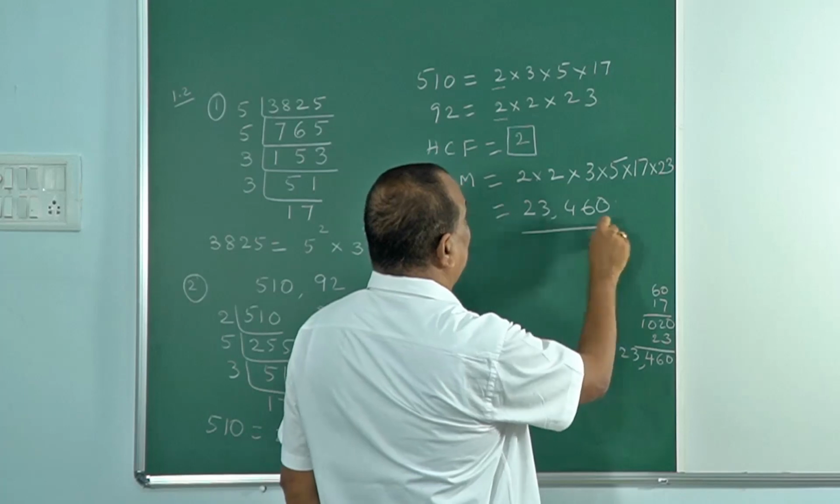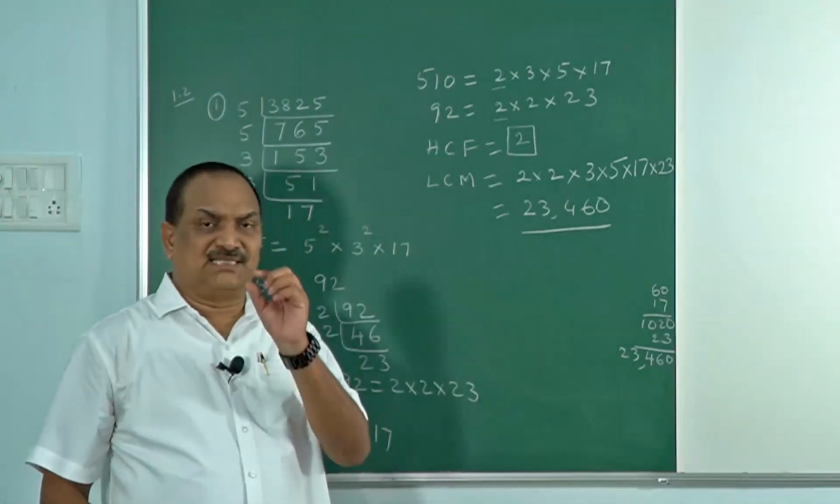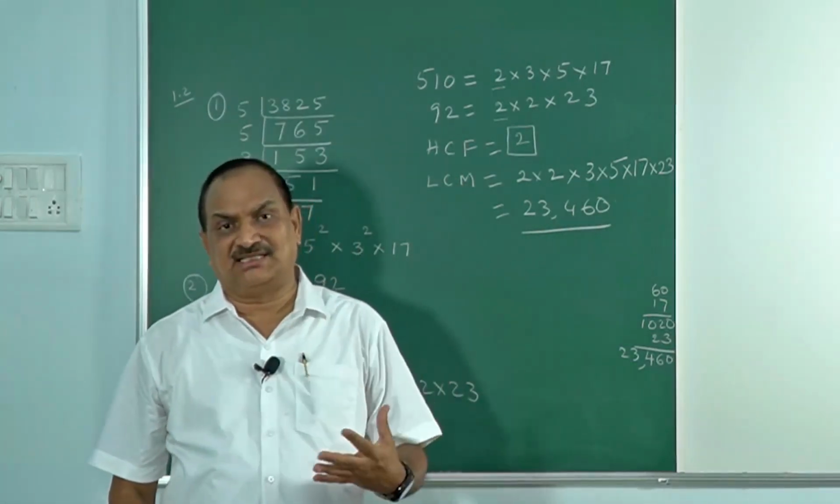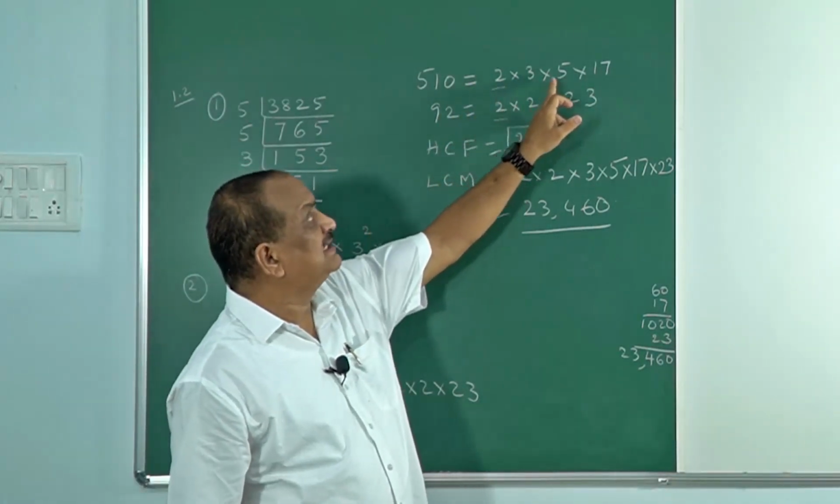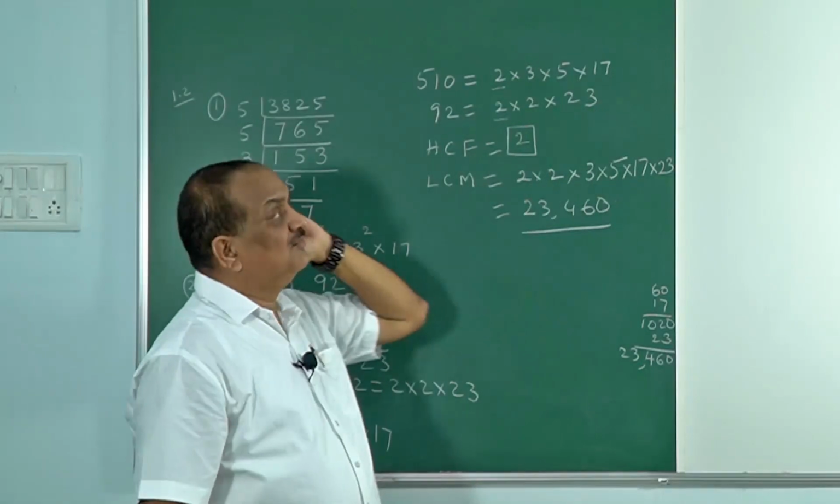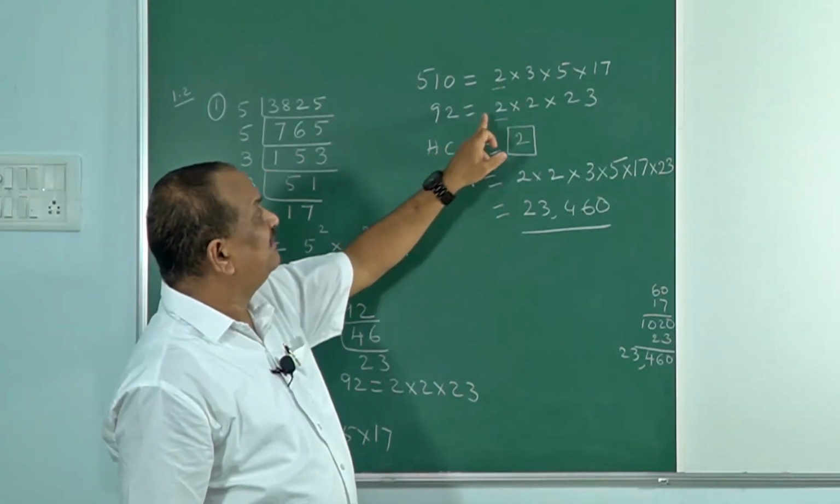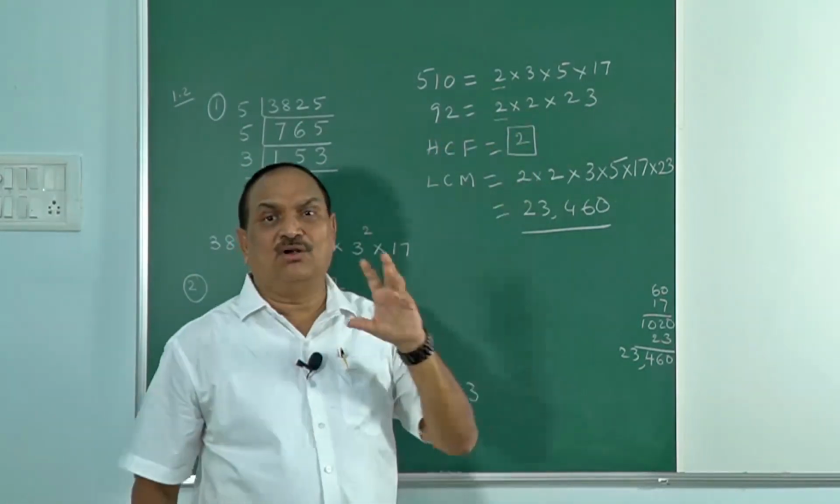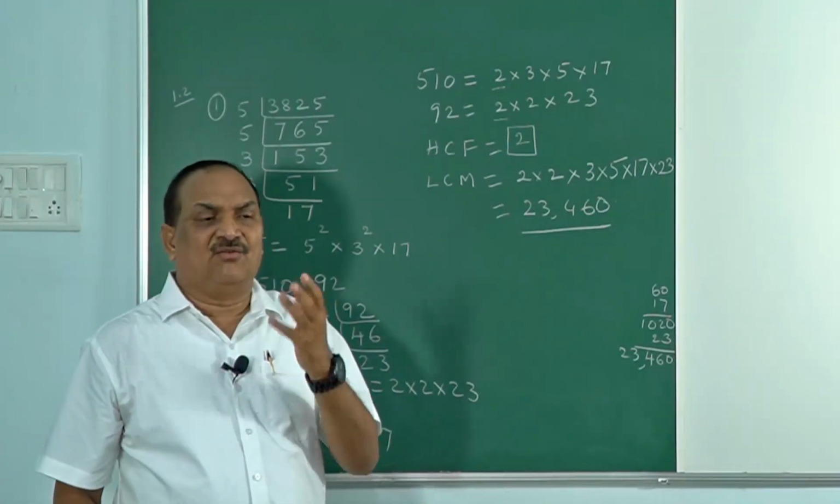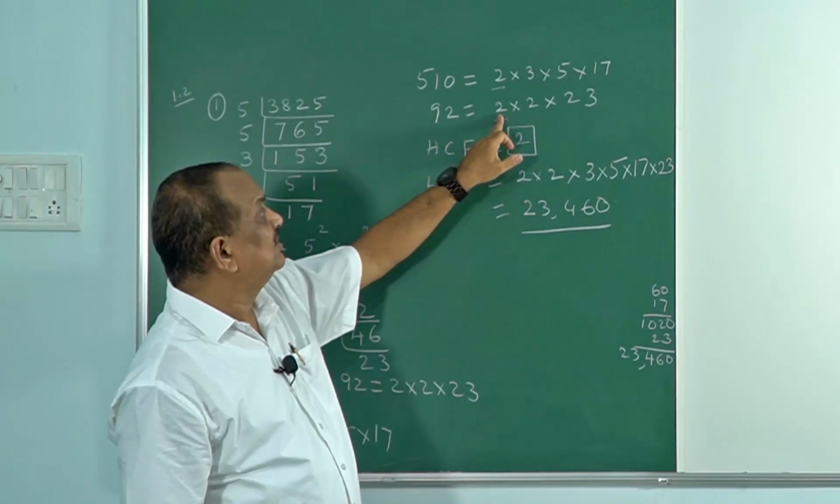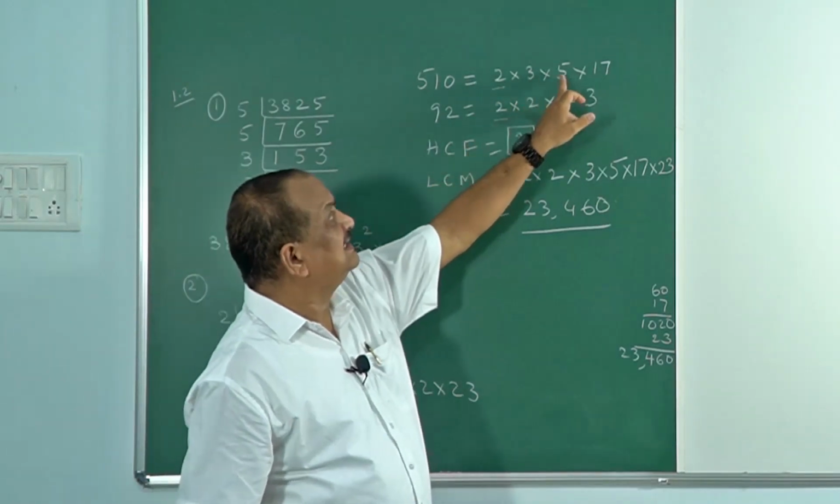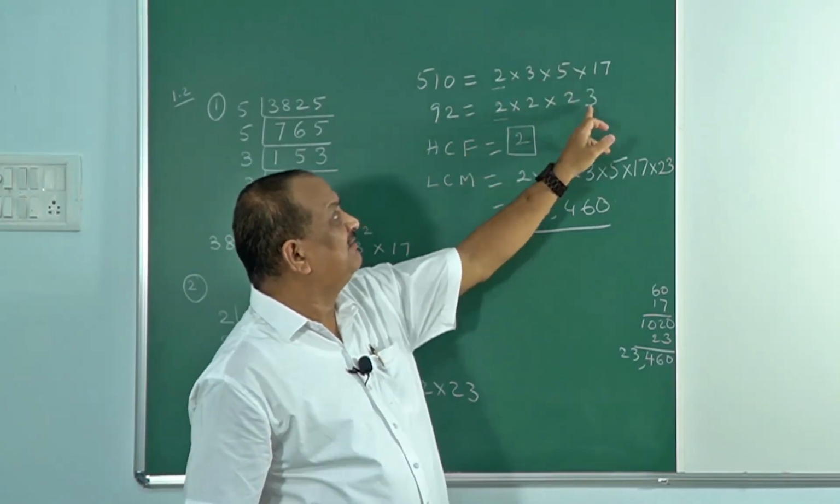So listen to this particular point, which should be noticed carefully. This 510 we have written as the product of prime factors. This 92 we have written as prime factors. If you want HCF, it is very easy. Whatever is common, you should write. I have 2 here, 2 here, and nothing else is common. 3, 5, 17 I don't have here.